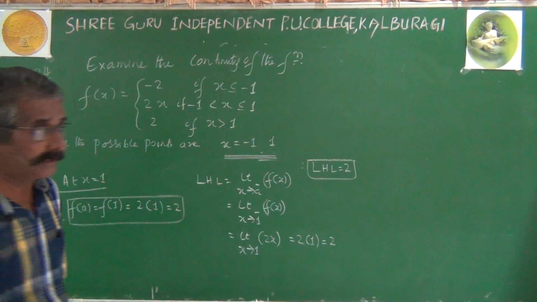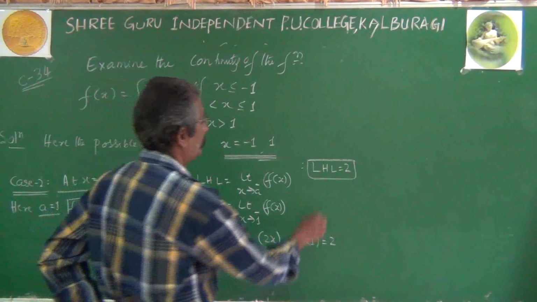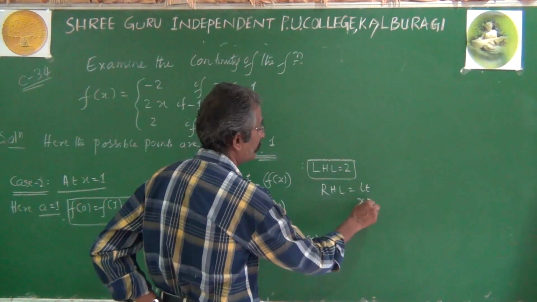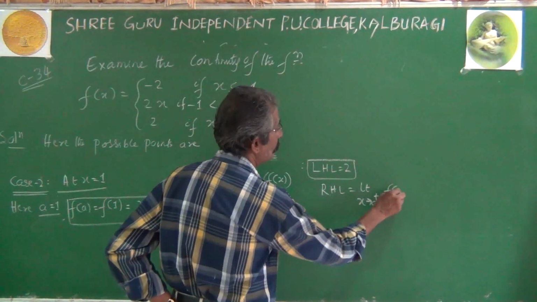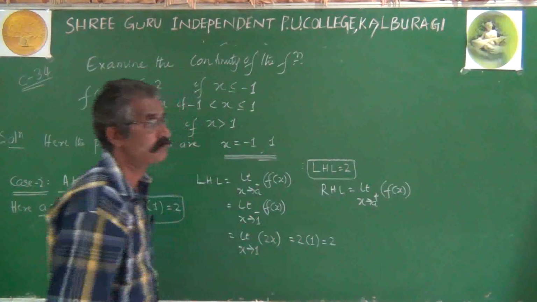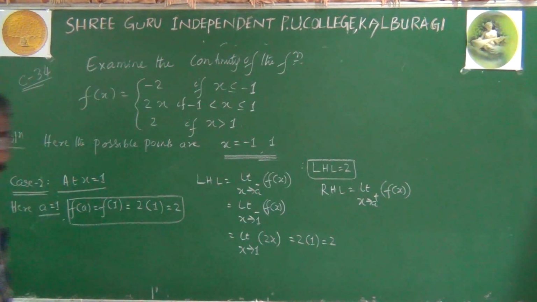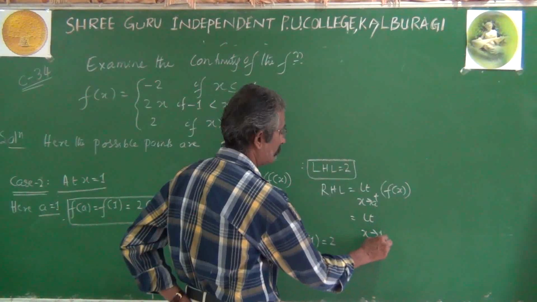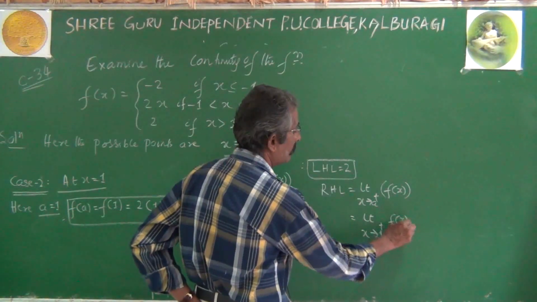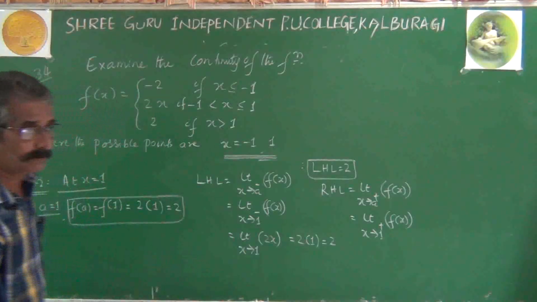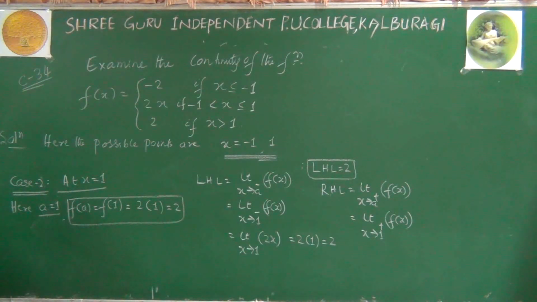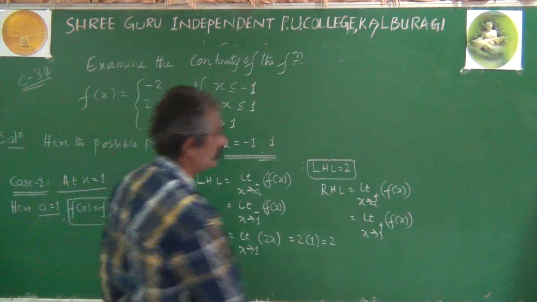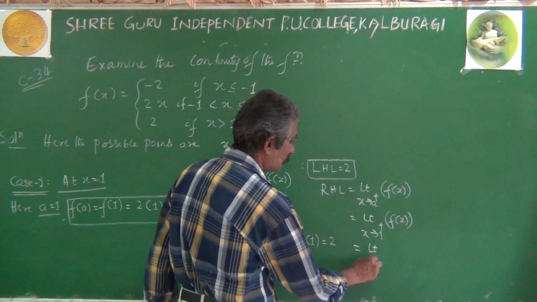Next we shall find the right hand limit. Right hand limit, RHL, equals limit x tending to a plus of f of x. That is, limit x tending to 1 plus of f of x. What's the meaning of 1 plus? Slightly more than 1. For x slightly more than 1, the function value is 2. So the limit as x tends to 1 is 2.